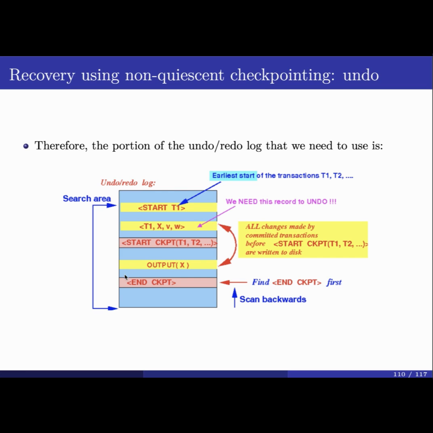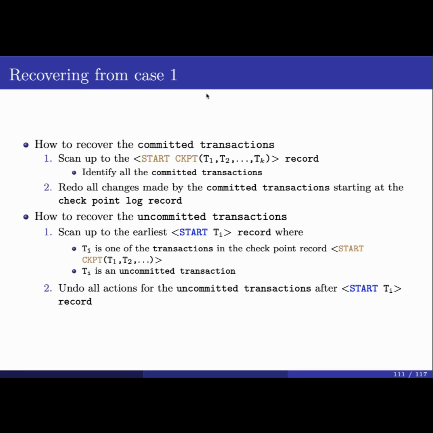That I can uncommit the transaction that I'm going to find between this point up to this point. So again, using these checkpoints reduces the work, instead of having to look into the entire log file. I have only a portion of the data I need to look at. Just to summarize what we have learned right now for case one.